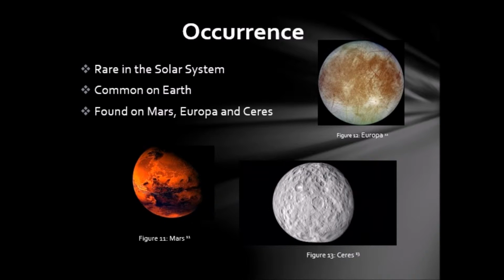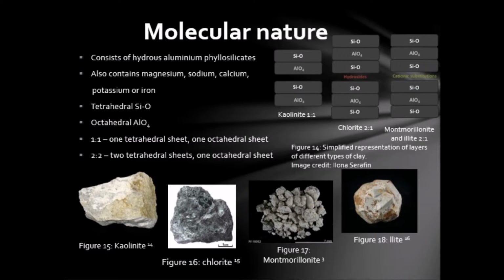Clay minerals are rare in the solar system, but are quite abundant on Earth. It has also been discovered on Mars, Europa, the sixth closest Jupiter's moon, and Ceres, the largest object in the asteroid belt between Mars and Jupiter. The molecular aspect of clay structure became better understood in the 1930s when X-ray diffraction emerged.